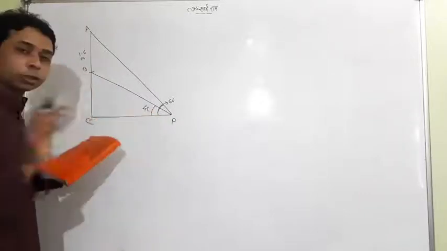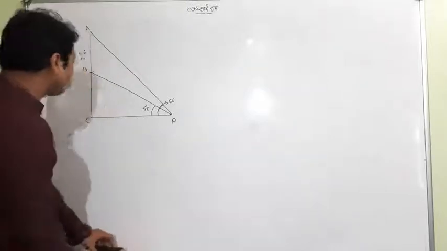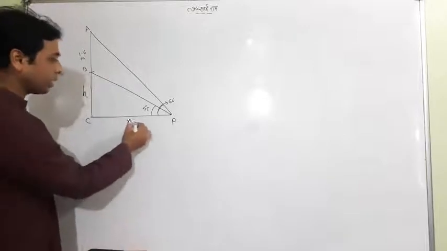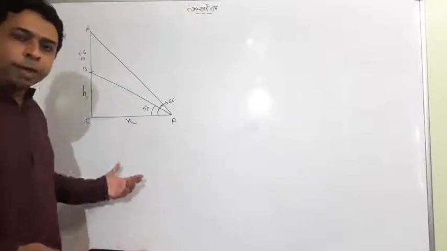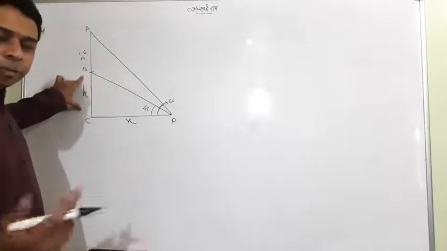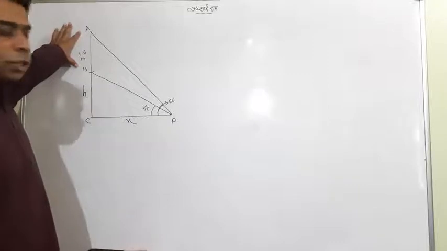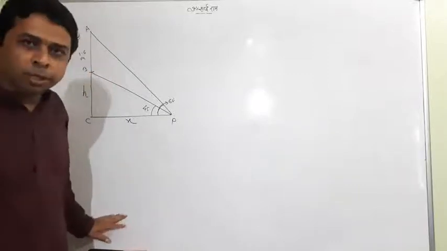Now what to find out? Find the height of the pedestal. We want to find the height of the pedestal. This is the height of the pedestal and this is going to be x. I am not writing the summary, you can do it. Let BC, the height of the pedestal, be equal to H. AB is 1.6 meters, the height of the statue. Let CP be equal to x. Please write this theory on your own because it is so easy.